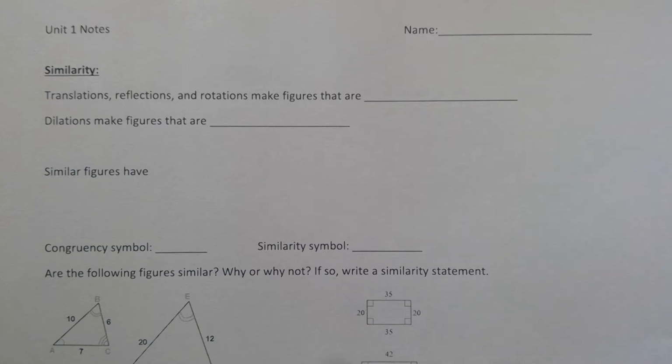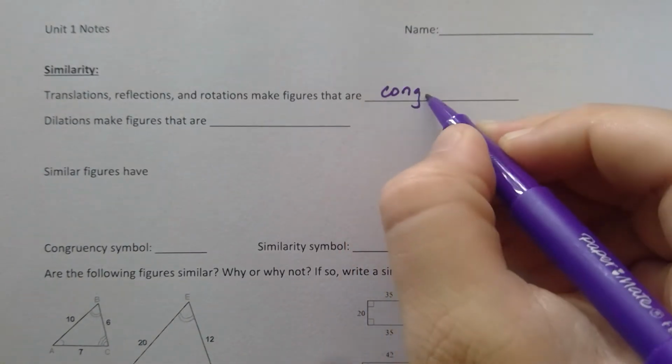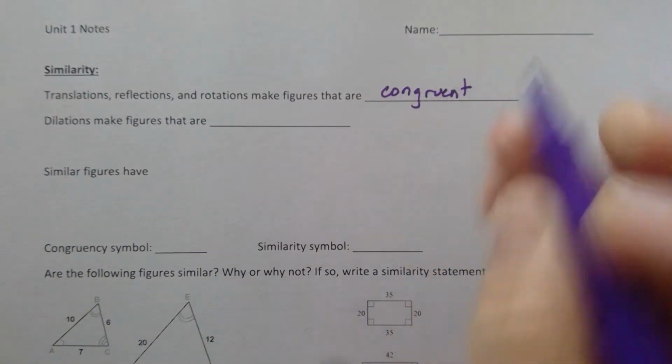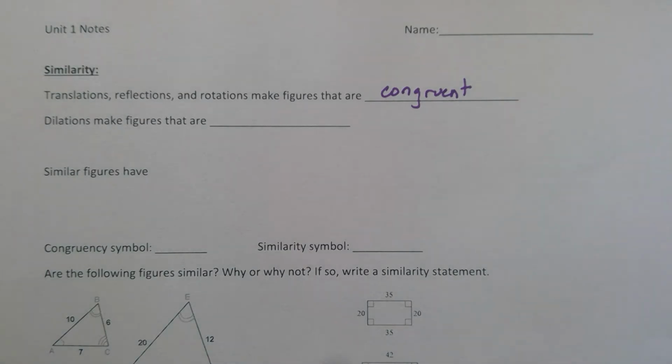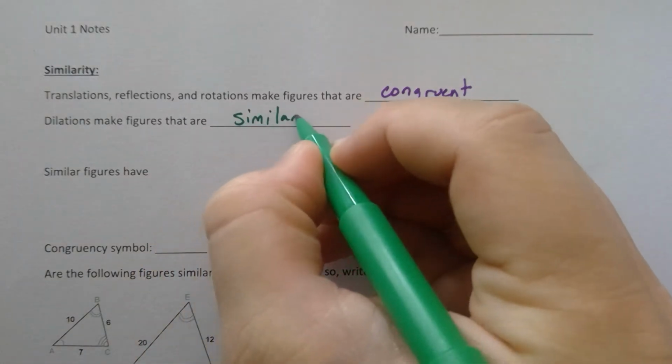So if we think back to last year in Math 1, and also the other video the other day, we had translations, reflections, and rotations make figures that are congruent. Okay, we said that these are rigid motions, and rigid motions will generate congruent figures. So that means that they have the same size and the same shape. Dilations, however, will make figures that we call similar.